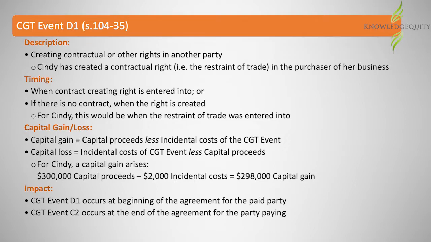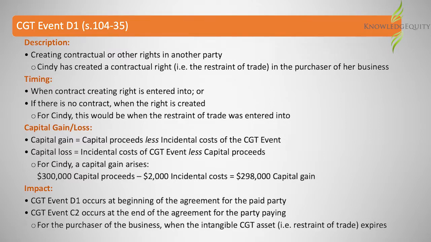Often, when CGT Event D1 is entered into, the counterparty will experience CGT Event C2 when the agreement expires. The buyer of Cindy's business, after the 3-year non-compete period expires, will be subject to CGT Event C2 and will incur a capital loss for paying for the restraint of trade.